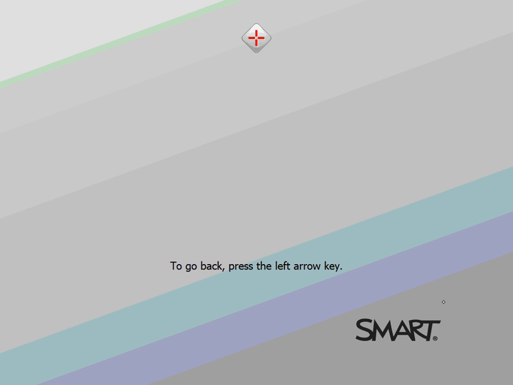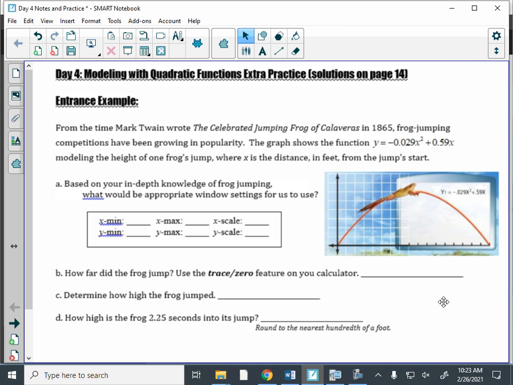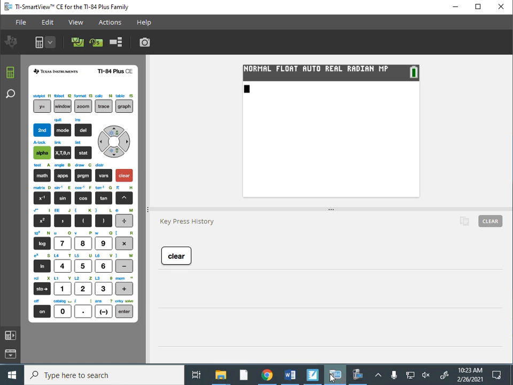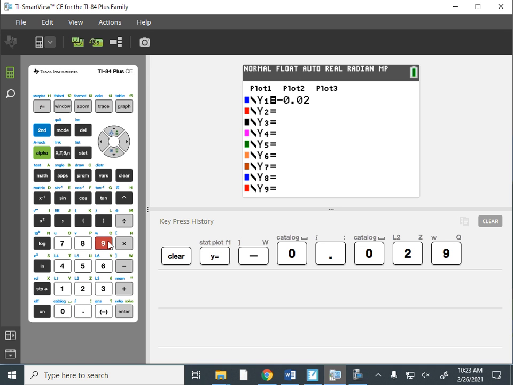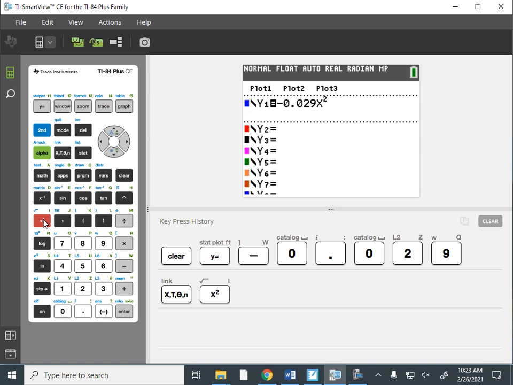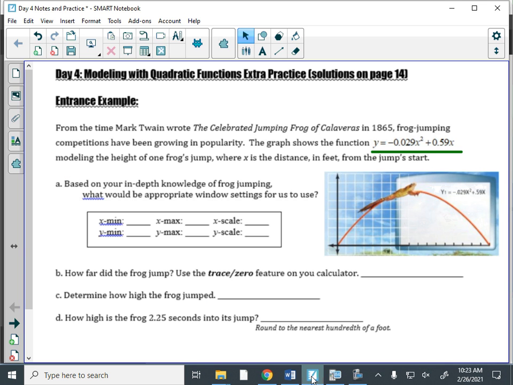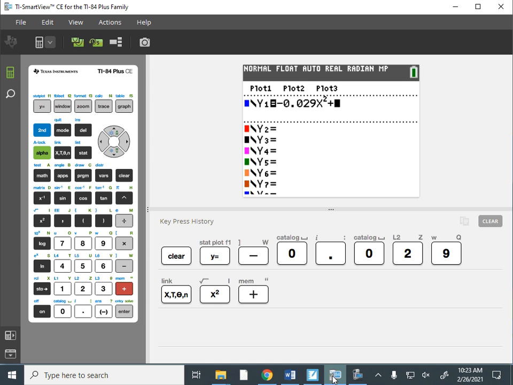So using our graphing calculators, let's go ahead and go to y equals and type this in. Negative 0.029x squared plus 0.59x.